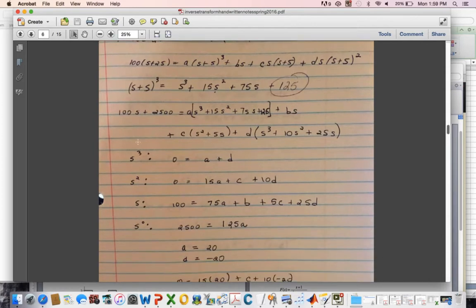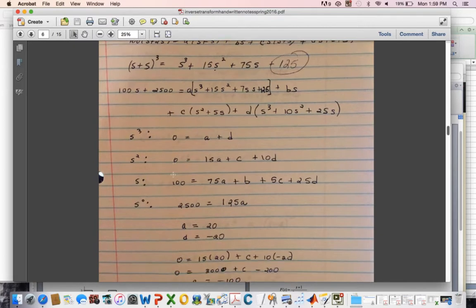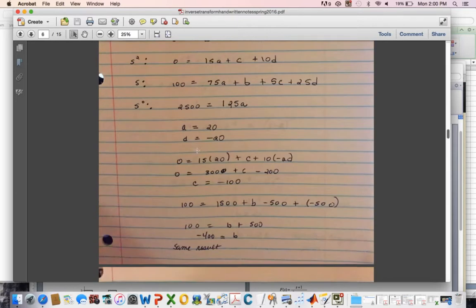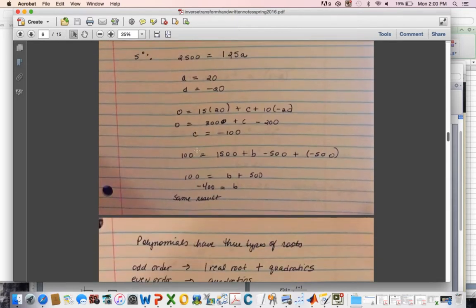And then what I want to do is collect like terms. So I look at my s cubed terms. I have 0 on the left hand side. On the right hand side I have a and d. So a plus d is 0. Then I collect my s squared term, I generate this equation. My s term, I generate this equation. So these are the coefficients of the left-hand side expression and the right-hand side expression respectively. So from that you can see a is pretty easy to solve for, which then generates d from our first equation. And then plugging in values of a and d into equations 2 and 3, I can get 2 equations and 2 unknowns, and I get the same result as what I had before.